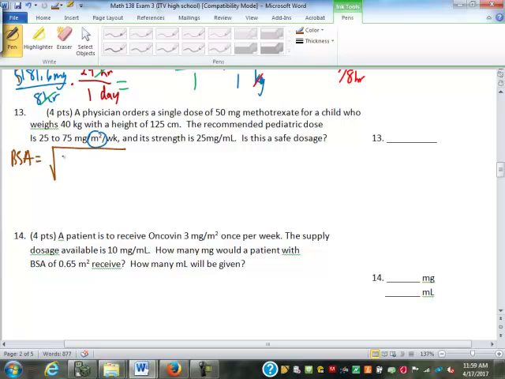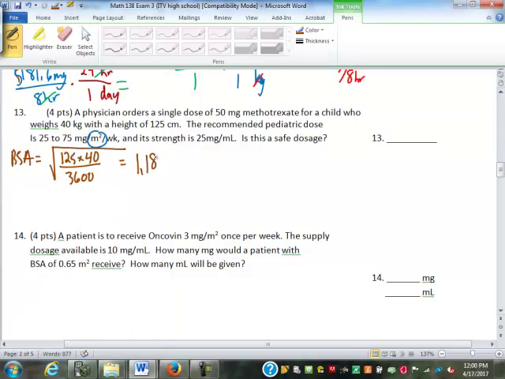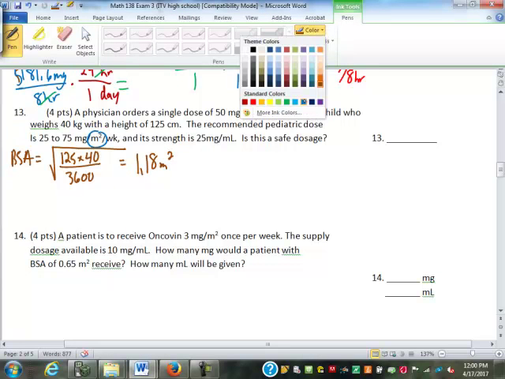This is a patient of 125 centimeters is their height, 40 kilograms. Since that's metric, divide by 3,600. So the square root of 125, oops, sorry, not divided by 40, 125 times 40 divided by 3,600. 1.18 meters squared is the body surface area.